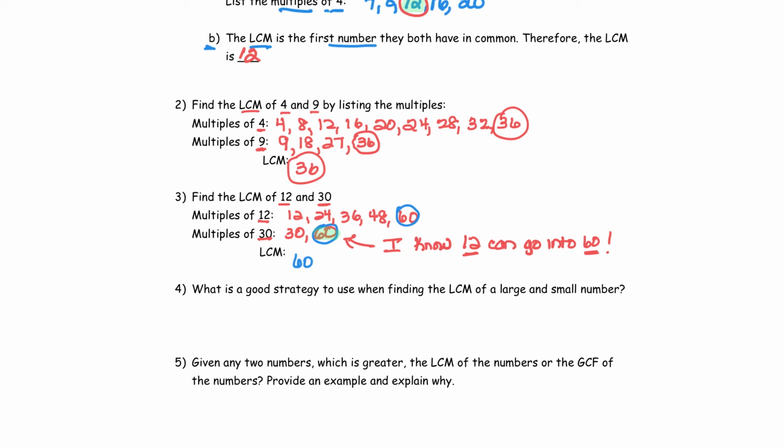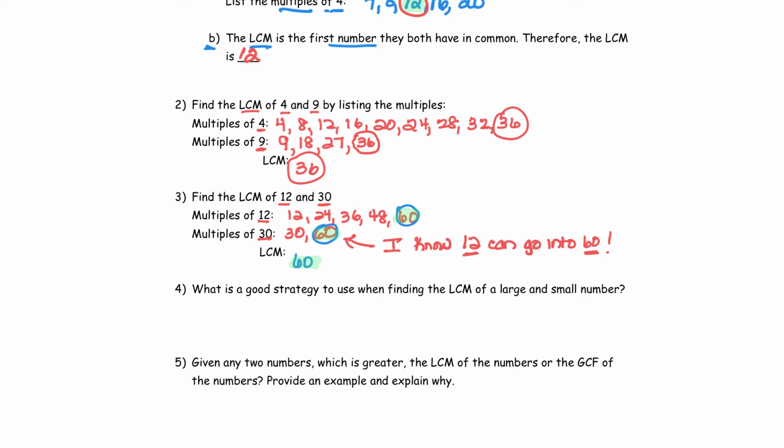Otherwise, I can end up making lists of numbers all over the page. So start with the larger number. So I go 12, 24, 36, 48, 60. I know that 12 times 5 is 60. So that 60 is the least common multiple of both of those numbers.